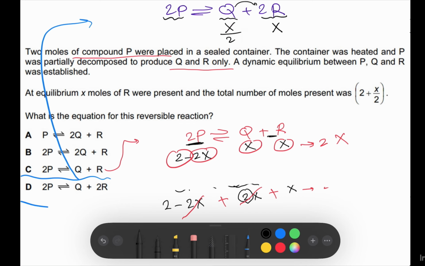And 2P here is represented by 2 minus, but minus what? Since the 2R here is represented by X, then the 2P here is represented by X. And if you take the summation of all of these together, those X's cancel out each other, and that's why you will end up with 2 plus X over 2, and that is the correct answer.